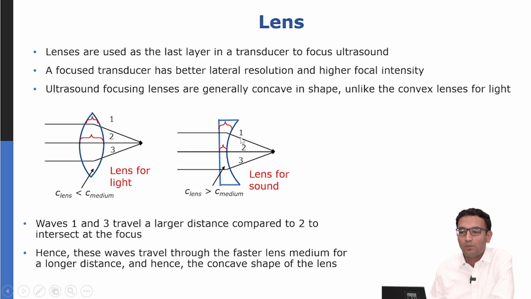So let's consider ray 1. Again, ray 1 has to travel a longer path compared to ray 2 for them to arrive in phase and combine coherently at the focal point, right?